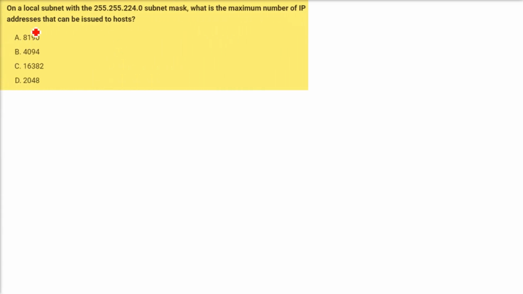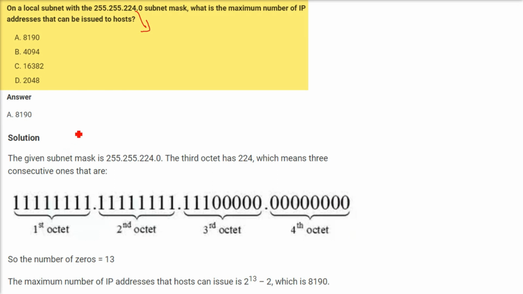On a local subnet with 255.255.224.0 subnet mask, what is the maximum number of IP addresses that can be issued to hosts? The host you have to tell. Just write this, if you want to do it by yourself, I've already given the answer. But if you want to understand how this value has come, let us understand.